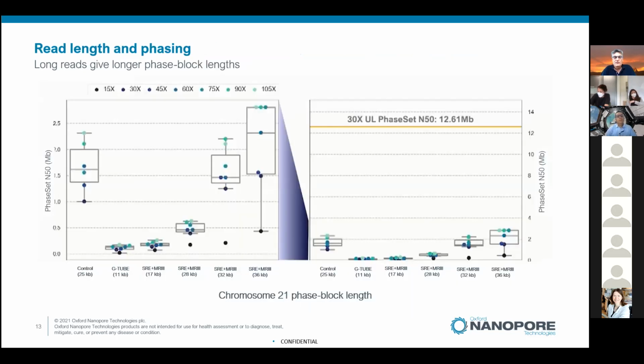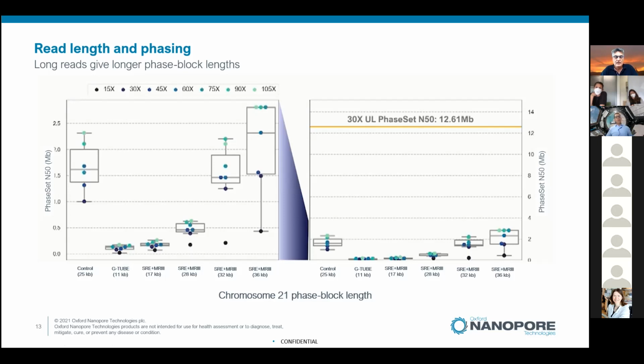Just to drive this home a little bit further, if you're not convinced, on this graph here on the left-hand side, it shows across the bottom different library sizes: 11, 17, 28, and 30 kbs. And on the axis here, you can see phase block length. So a 10, 15 kb library will generate a phase block length of 200 or 300 kb. If you double that library size to 30, 35 kb, the phase block length increases 4 to 5 times.